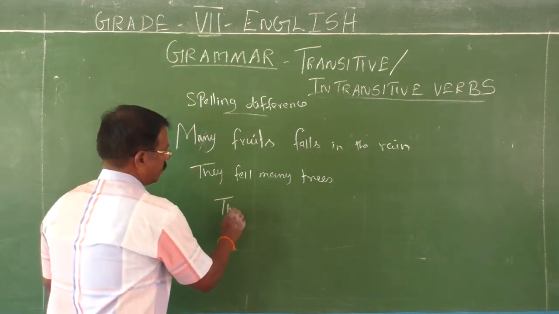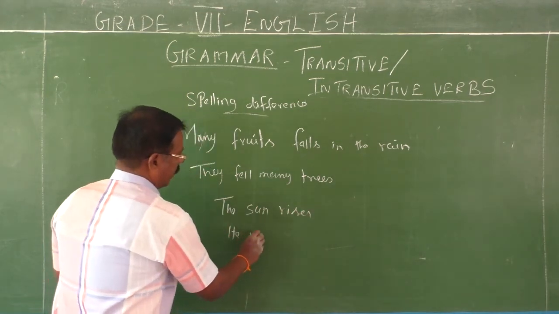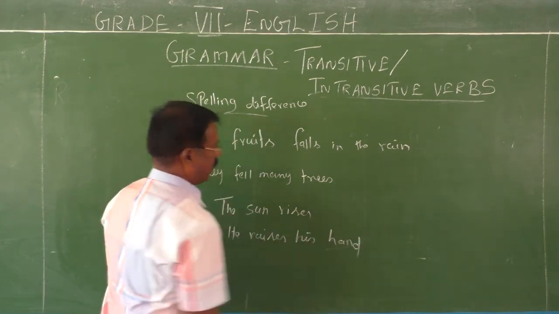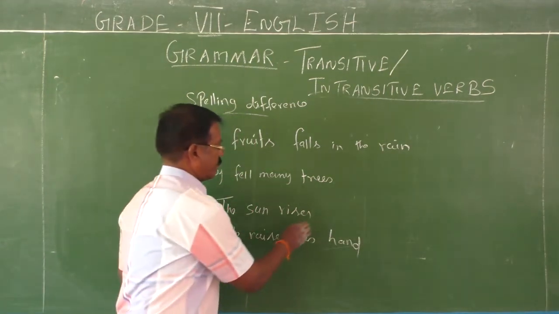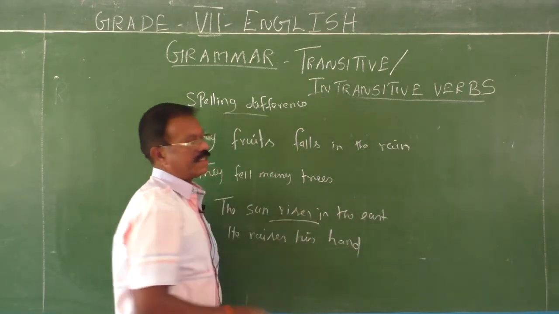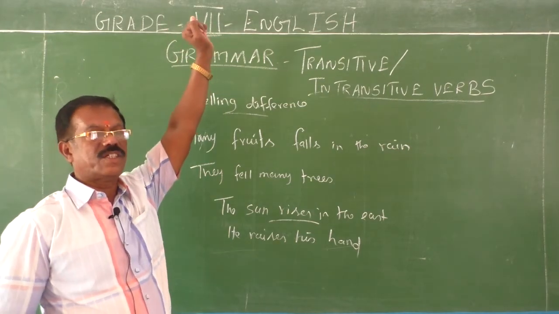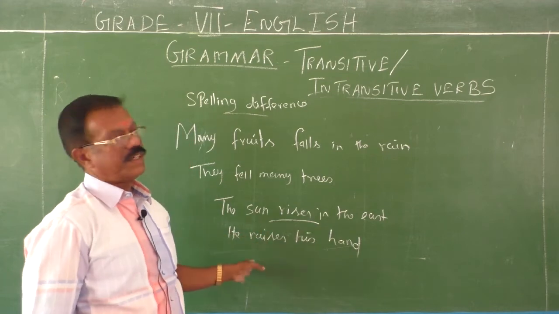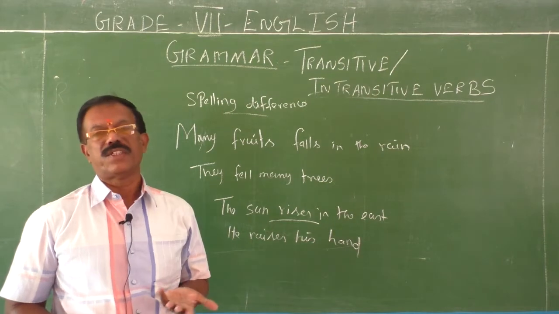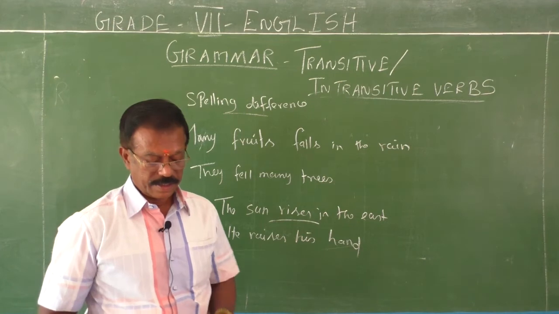The sun rises. He raises his hand. See here, the sun rises in the east. In the sentence, rise is an intransitive verb. The second, he raises his hand. He raises what? His hand is an object. Therefore, it is a transitive verb. So, a verb can be used transitively as well as intransitively. It depends upon the place where it is used. Okay. Very good.